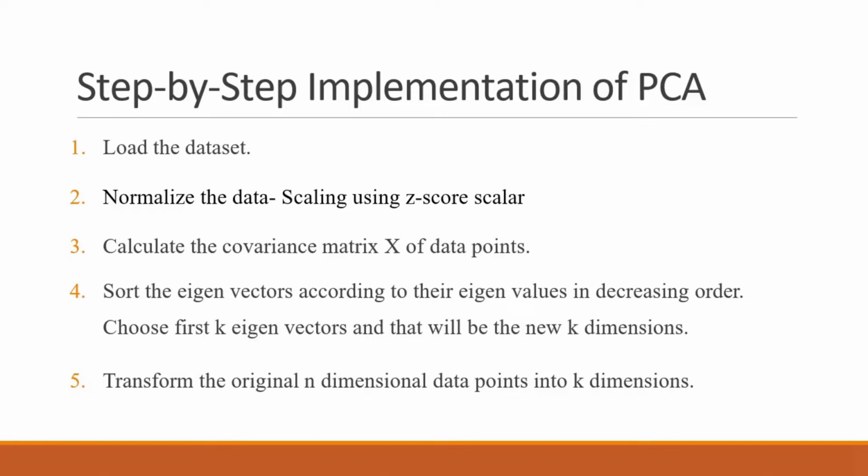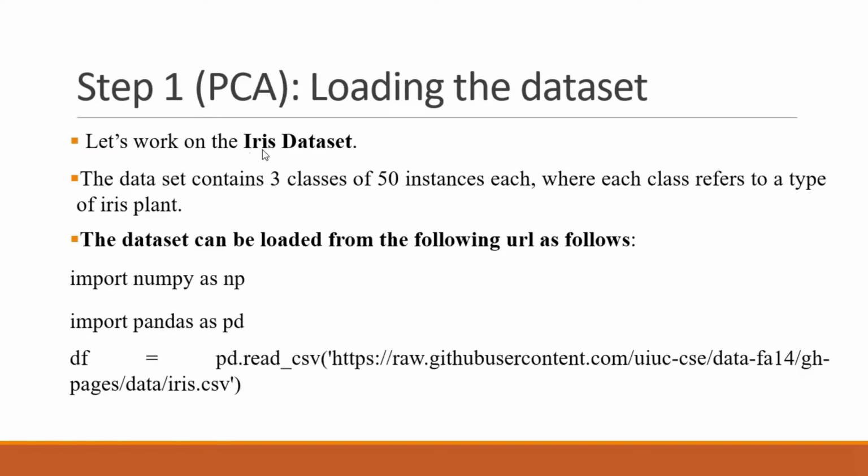And so, calculate the covariance. We have to calculate the covariance, and after that we will calculate eigenvectors and eigenvalues. First eigenvalues will be calculated, then eigenvectors will be calculated. We have to choose the first k eigenvectors, only those which are contributing more, and then the final transformation will be done. So in our practical today, we will be implementing this on the iris dataset.